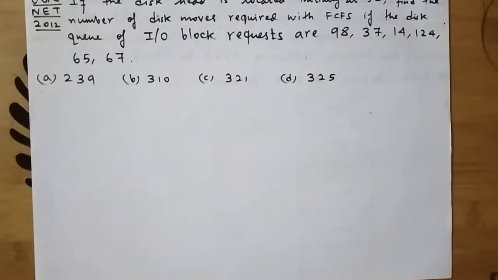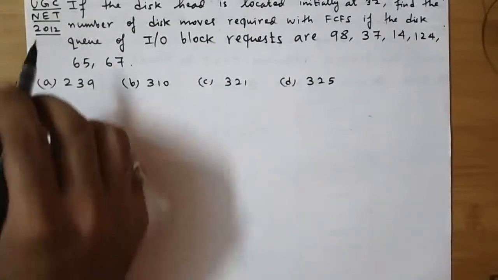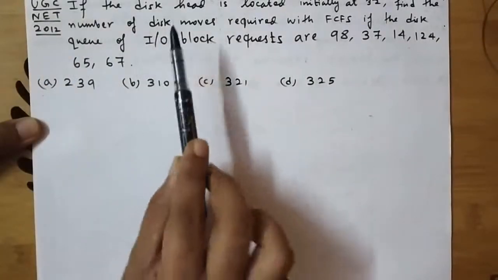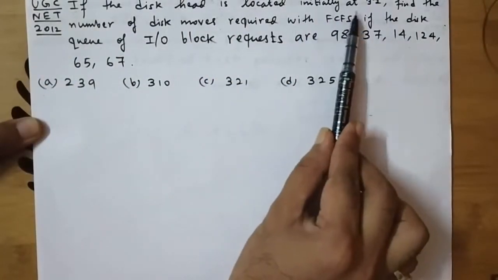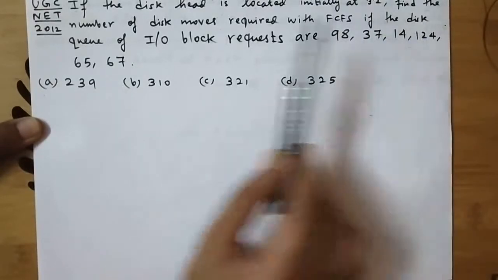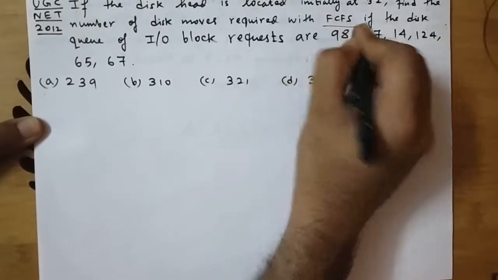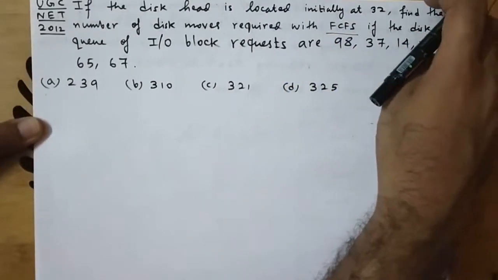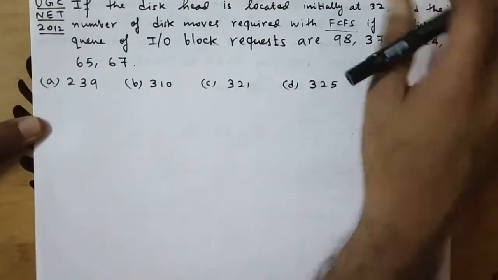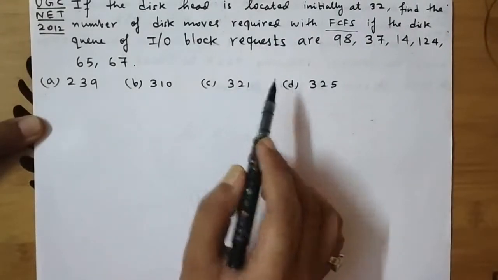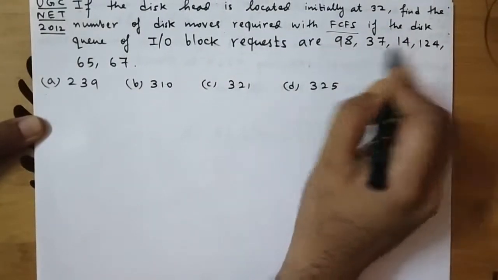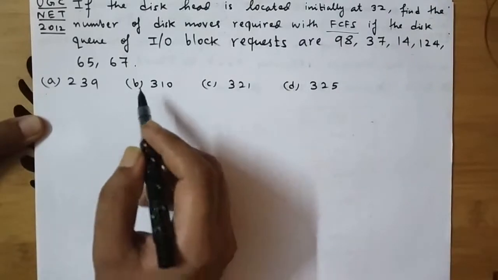Okay, so we have been given this question which was asked in UGC NET 2012. If the disk head is located initially at 32, find the number of disk moves required with FCFS. This is important: the first come first serve algorithm has to be used. If the disk queue of input output block requests are as given, these are my disk requests and these are the options given.